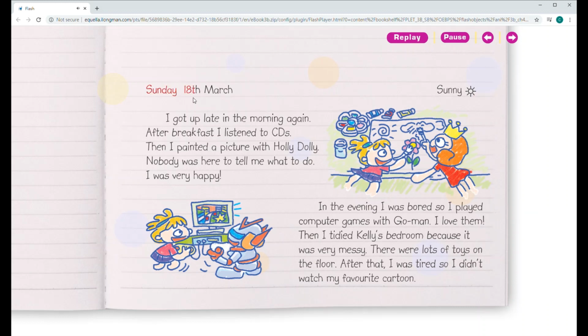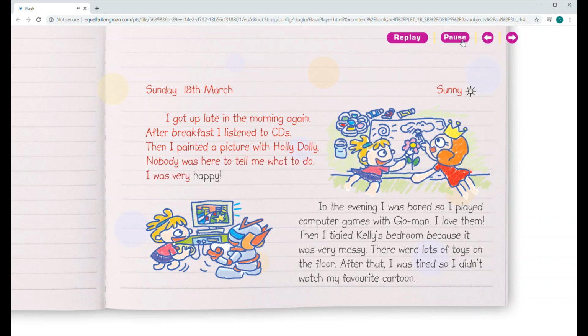Sunday the 18th of March. Sunny. I got up late in the morning again. After breakfast, I listened to CDs. Then I painted a picture with Holly Dolly. Nobody was here to tell me what to do.